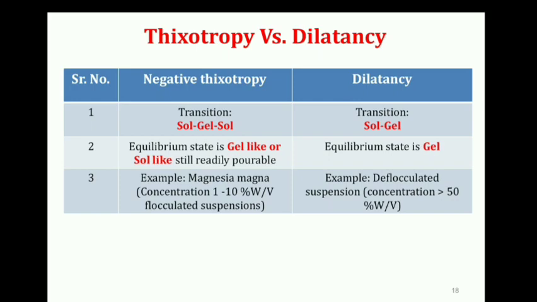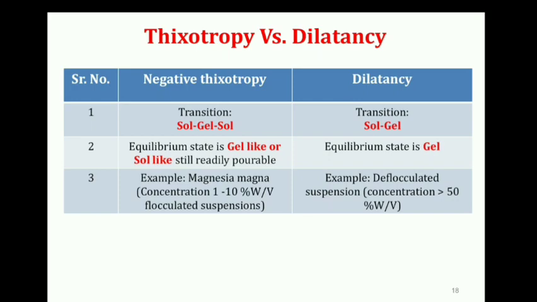And the major differentiation between negative thixotropy and dilatancy is totally based on the examples. The example for negative thixotropy is magnesia magma, with a concentration of 1 to 10% divided by volume, and a flocculated suspension. While in case of dilatancy systems, the examples are deflocculated suspensions.